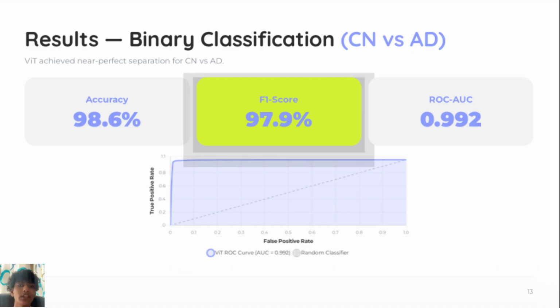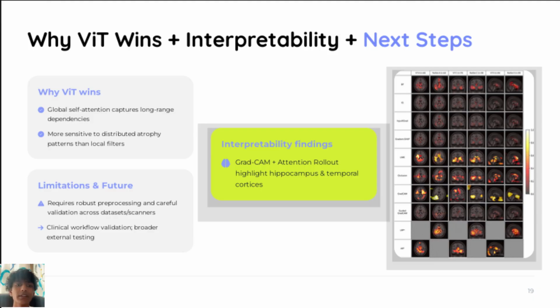However, binary classification is the easier task because Alzheimer's and cognitively normal scans are usually more different from each other than mild cognitive impairment scans are. That is why the multi-class task was important. In the multi-class task, the vision transformer still performed strongly. The model achieved 95.4% accuracy for cognitively normal versus mild cognitive impairment versus Alzheimer's disease. This is important because mild cognitive impairment is more difficult to classify. It can represent an earlier transitional stage, so the brain changes may be more subtle.